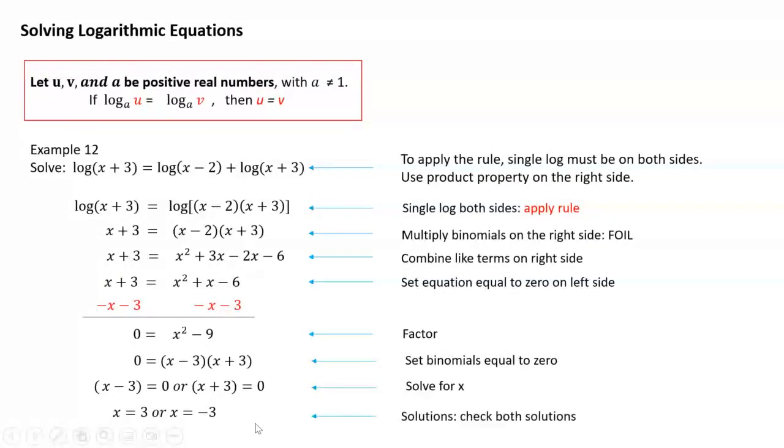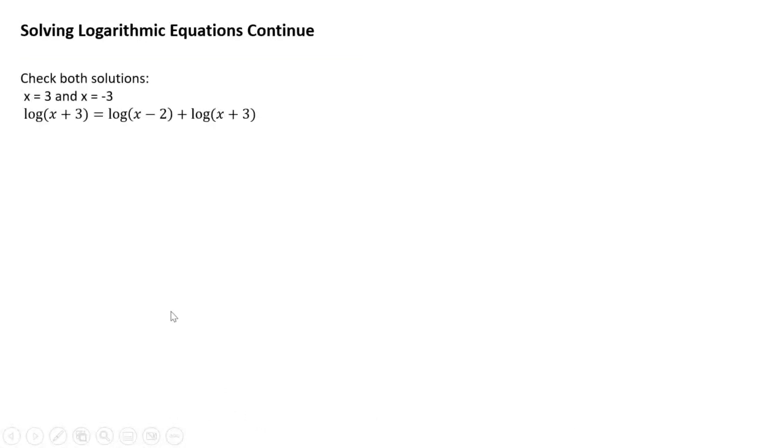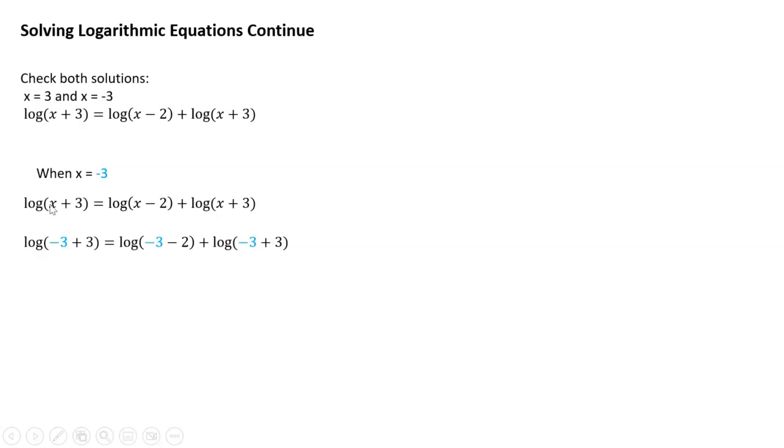So now let's check them. Let's first check the negative 3. Let's plug in negative 3 for all the x's. You notice on the right side, it's going to give us log of 0, which is not defined, because if you put log of 0 in your calculator, it's going to say error or not defined. That means negative 3 is not a solution.